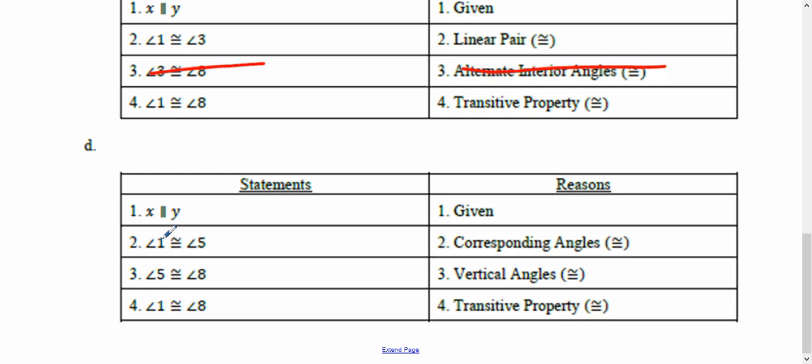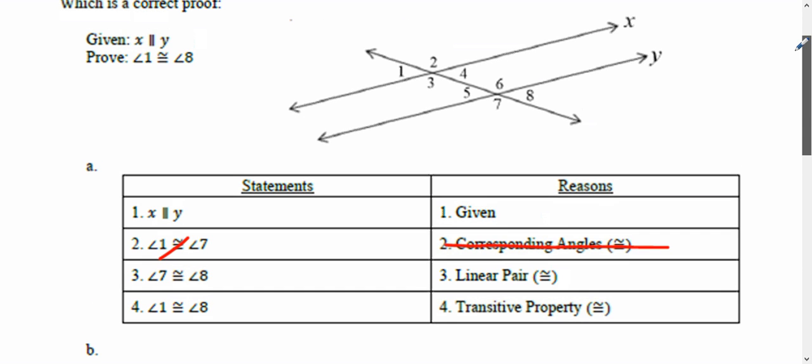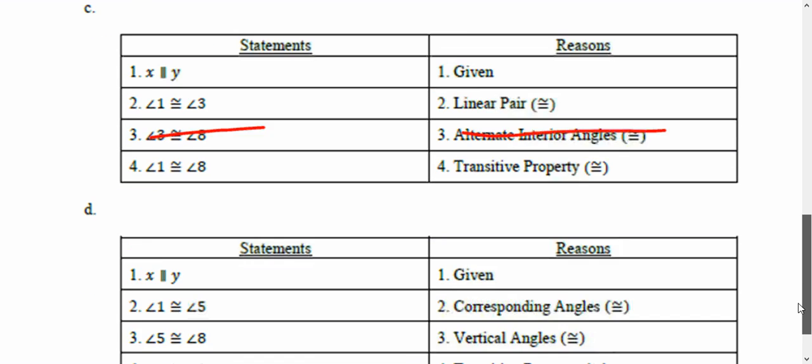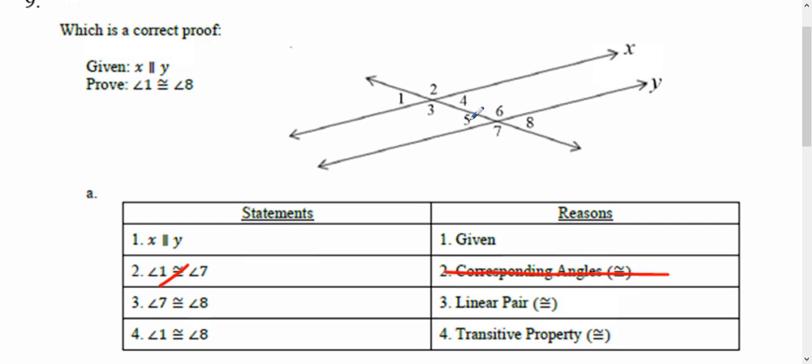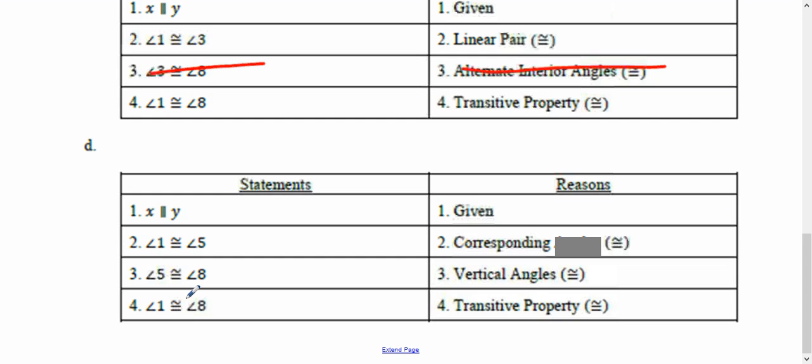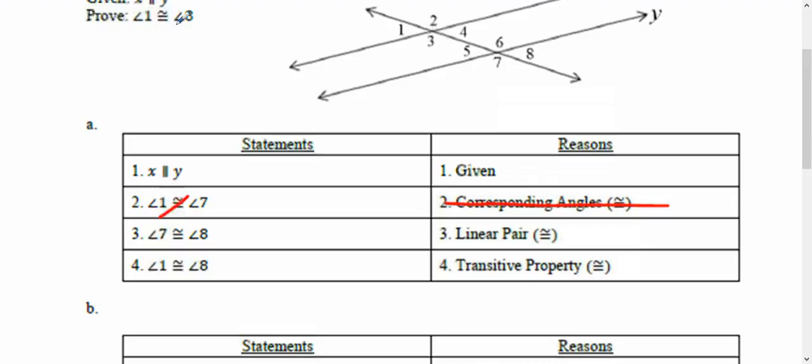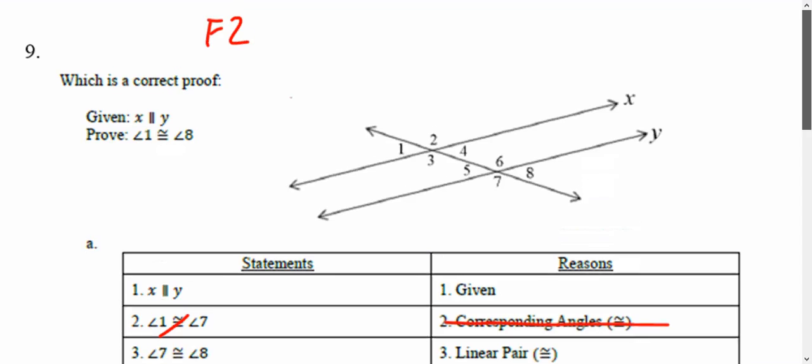X is parallel to Y, given. Angle 1 and angle 5 are corresponding angles. Good. 5 and 8 are vertical angles. That is true. And 1 is congruent to 8 because of the transitive property. We've used angle 1 and 8 already. We just linked them together with angle 5. That is the correct use of transitive property. So this is the correct proof to show angle 1 is congruent to angle 8.